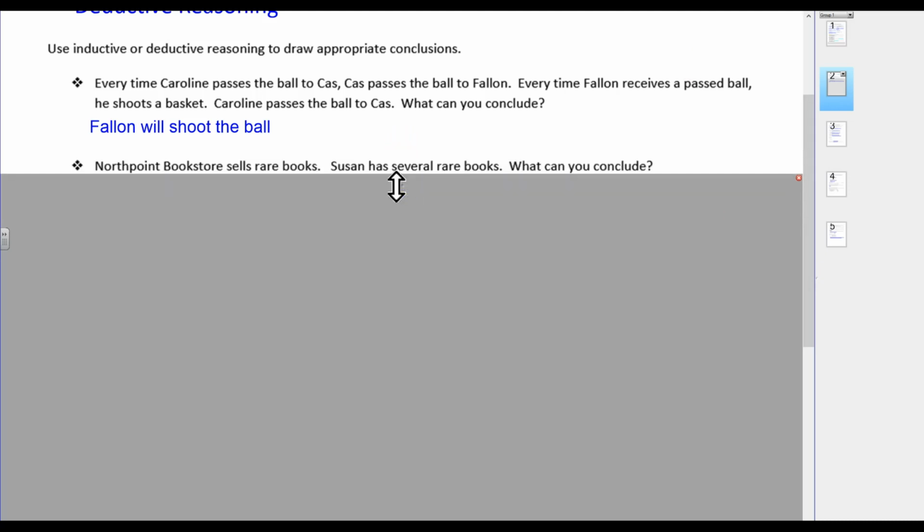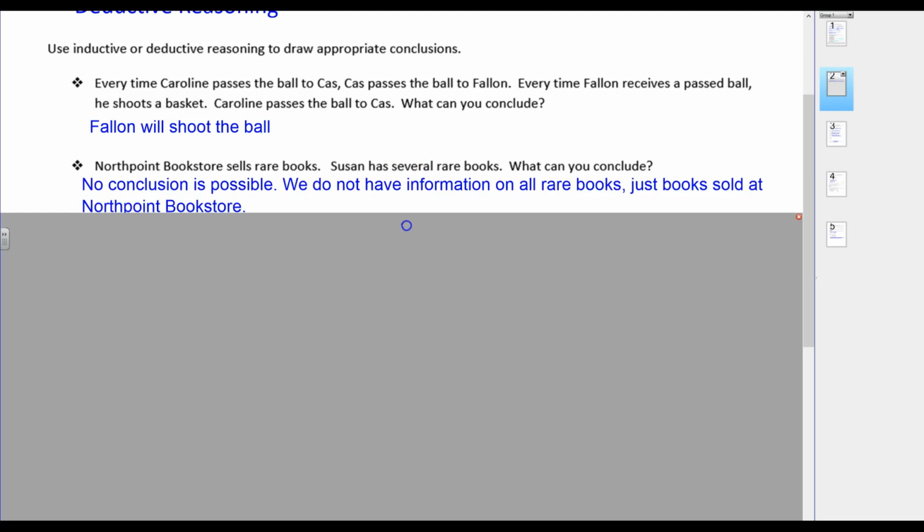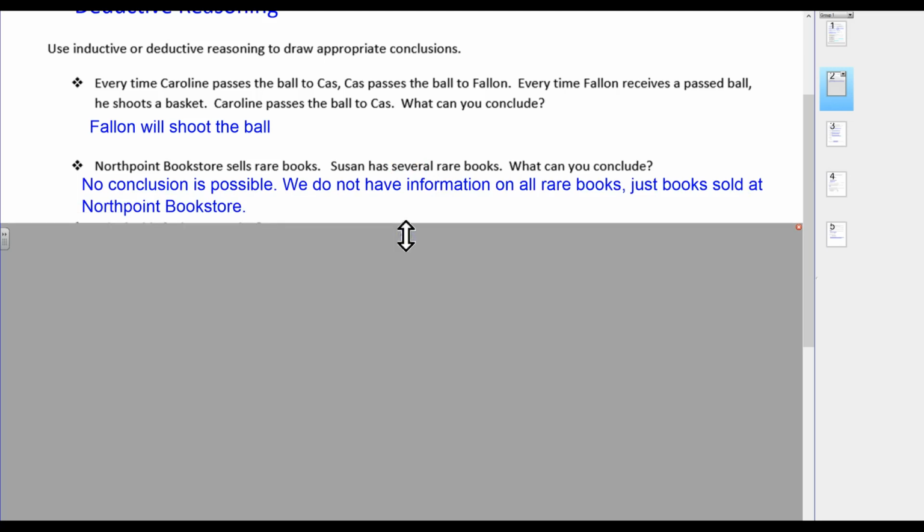North Point Bookstore sells rare books. Susan has several rare books. What can you conclude? Well, the only thing that we know for sure is that North Point sells rare books. We do not know that every rare book out there comes from North Point. So we actually can't conclude anything. We do not have information on all rare books, just books sold at North Point Bookstore.